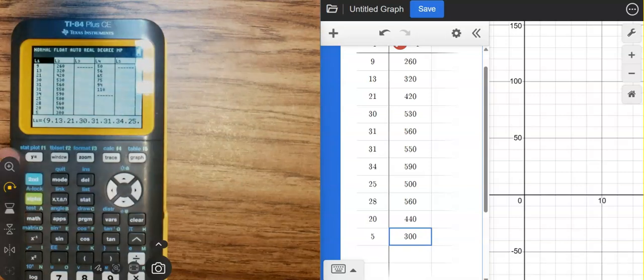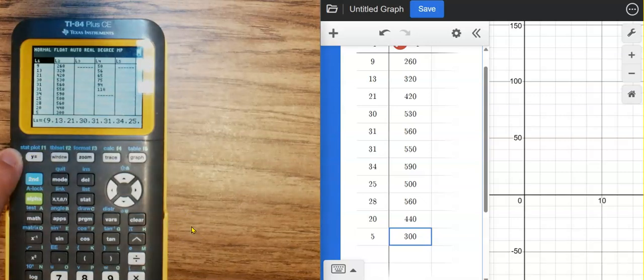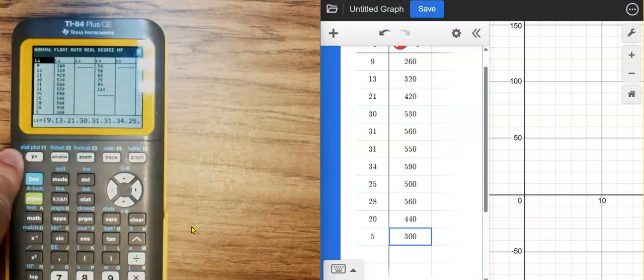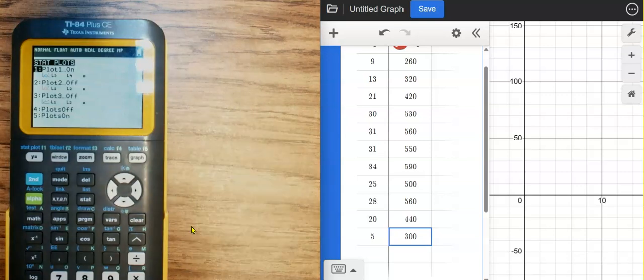Right above y equals, it says stat plot. Now, we're truly creating a scatter plot, but I don't think they wanted to abbreviate it scat plot since that's completely disgusting. Not sure anybody gets that joke, but okay.